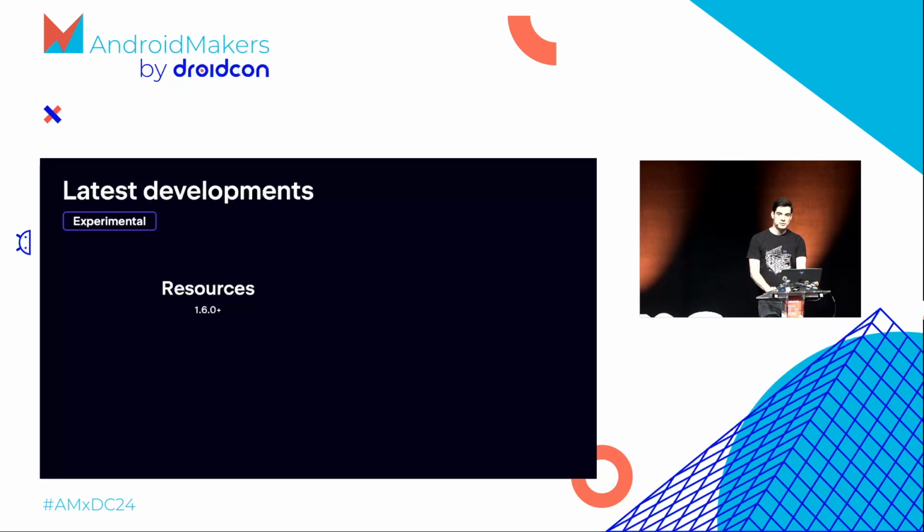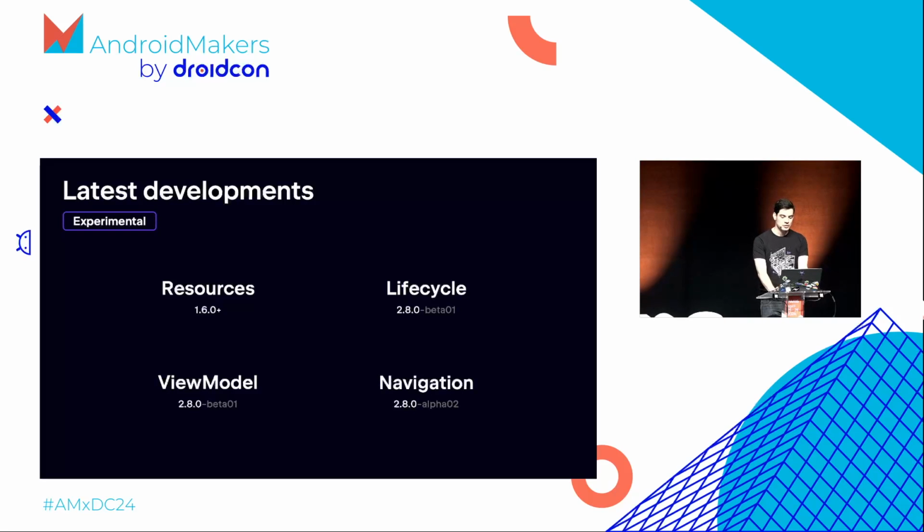So in Compose 1.6, which shipped a bit earlier this year, we have added support for using Compose Multiplatform resources, and we are continuing to make updates to that. Then I will talk about some AndroidX Jetpack libraries that have been ported to Multiplatform, which is a joint collaboration between Google and JetBrains to make this possible. So we're going to take a look at the lifecycle, the ViewModel, and the navigation libraries.